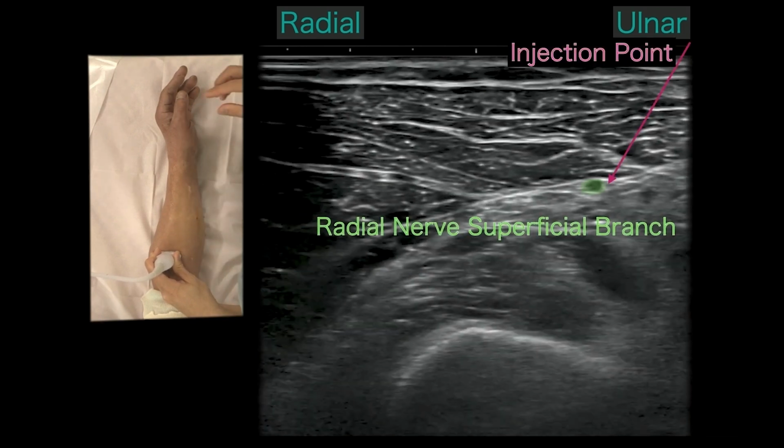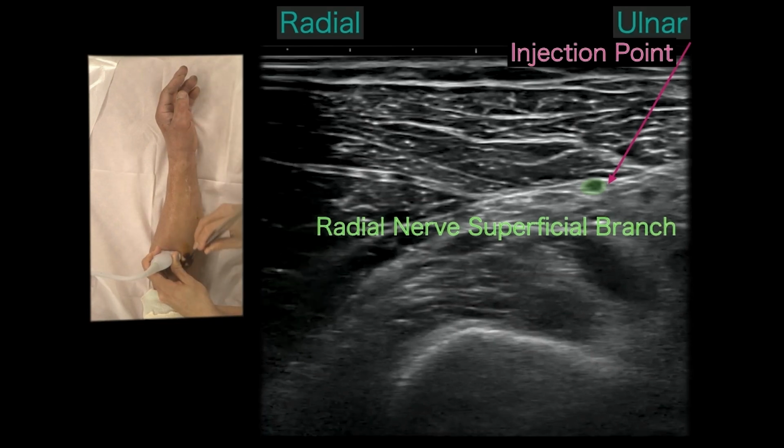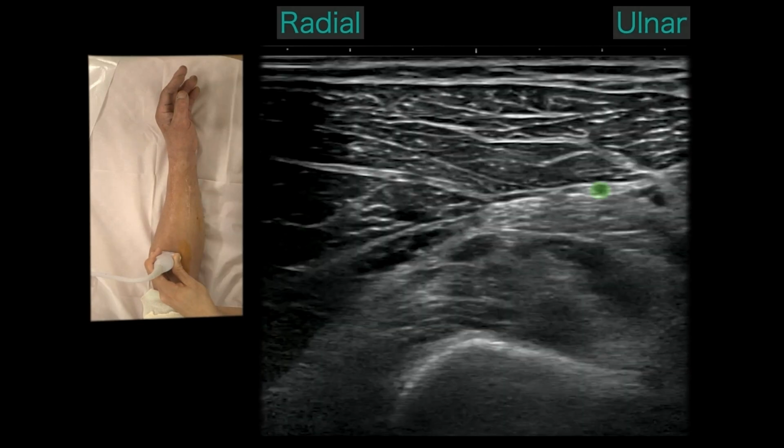The needle is inserted parallel to the plane of the probe. The nerve lies between the fascia of the flexor muscles. The injection target is the fat tissue surrounding the nerve bundle between the fascia.